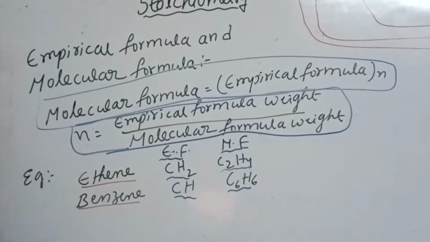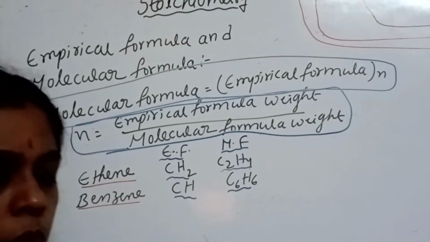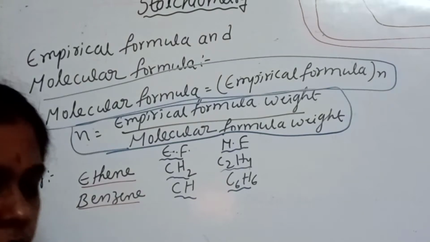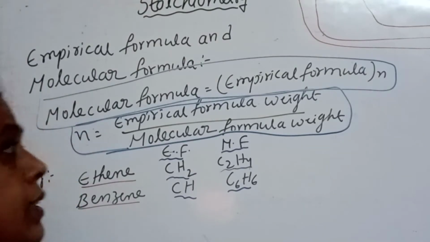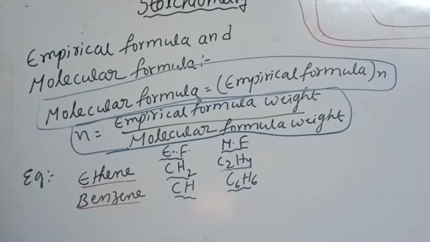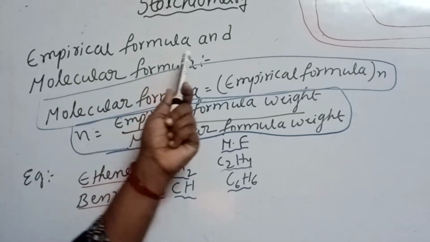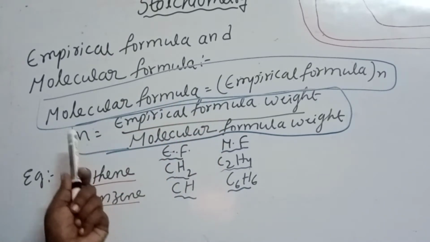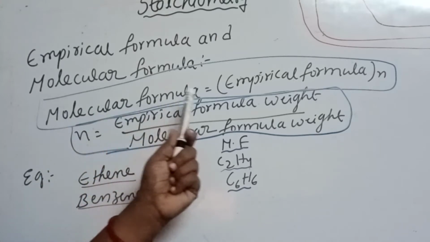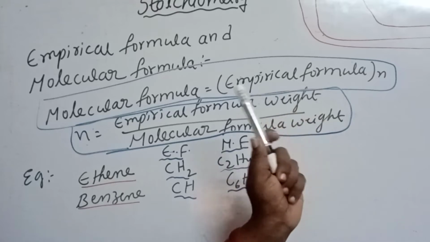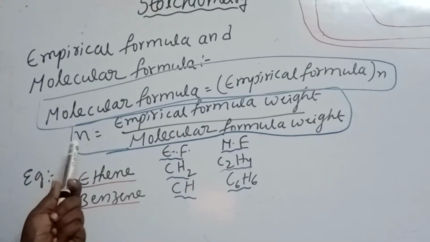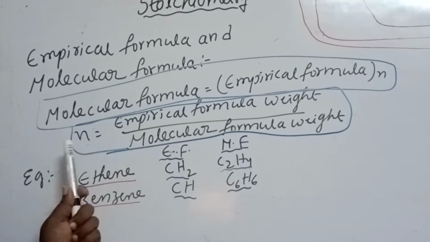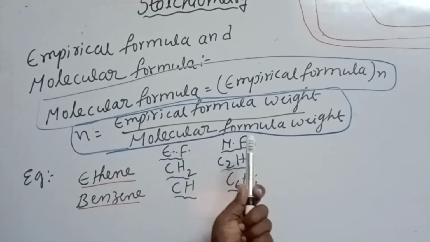Okay. So for calculation of this we can follow some rules. When you know the empirical formula, by using it we can calculate the molecular formula. What is that formula? Molecular formula is equal to empirical formula taken n times. Here n is equal to what? n is equal to molecular formula weight by empirical formula weight.